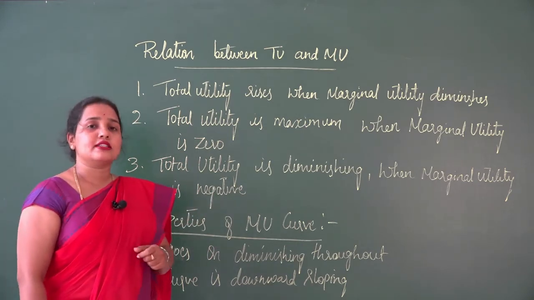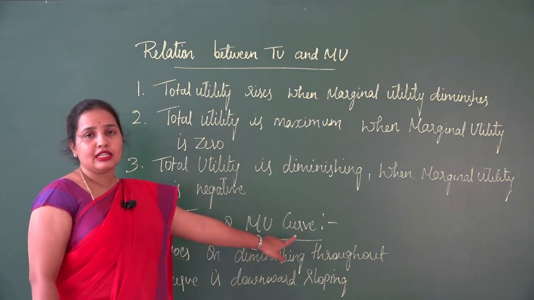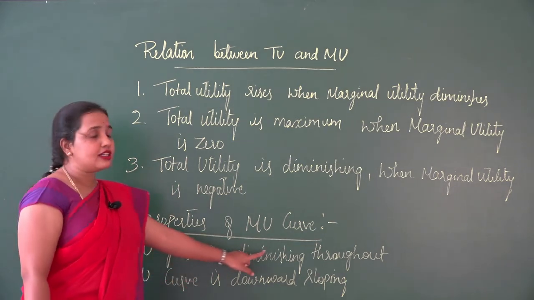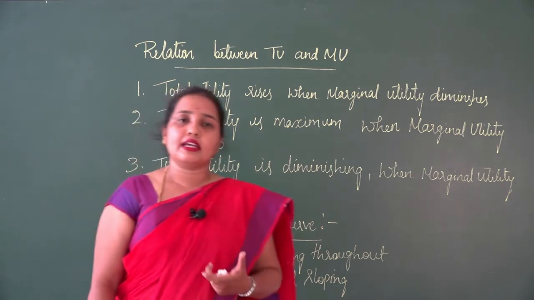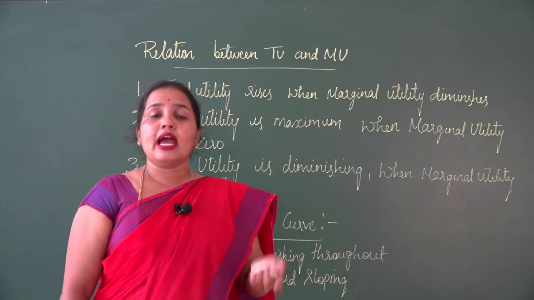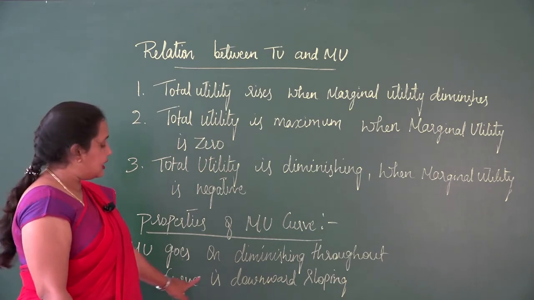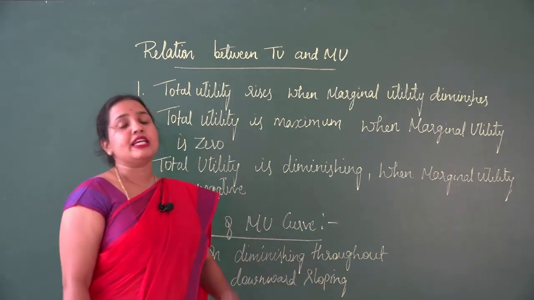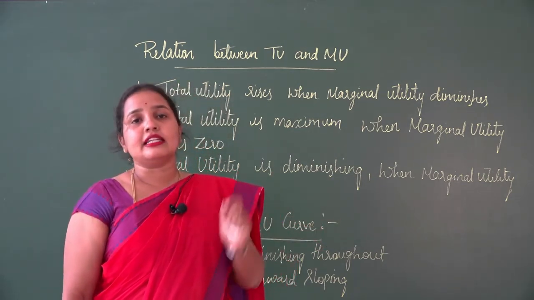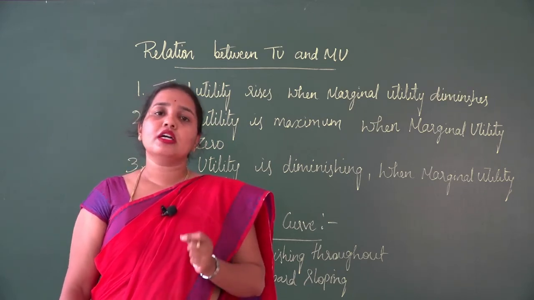Let us also understand some of the important properties of the MU curve, that is, the marginal utility curve. The first property is that marginal utility goes on diminishing throughout. When you observe the diagram, you notice that the marginal utility went on diminishing throughout, and based on the same property there is another property, that is, the marginal utility curve is downward sloping. Since the marginal utility consistently diminishes, it declines, it takes a downward slope. Marginal utility curve takes a downward slope.